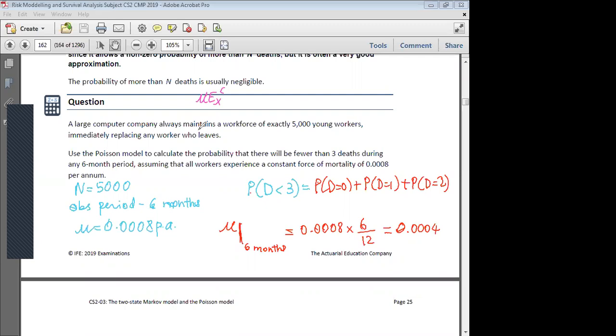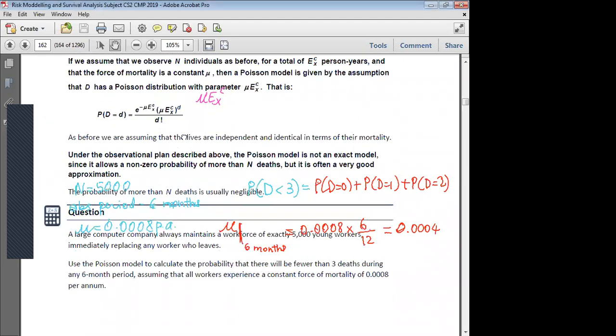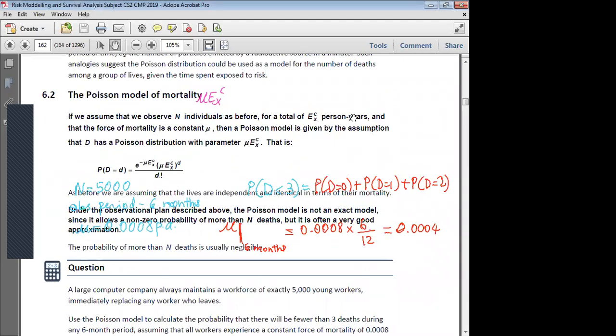Yes, right. This question is actually very good. The way we started off this question is a bit different from how it's been done in the book, but I guess it's fine. Whenever they say we are taking this mu times the central exposed to risk, what they mean is, if you look here, they defined this in terms of person years, for a total of these many person years.